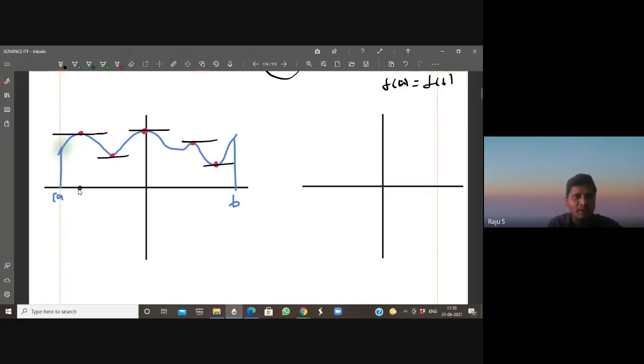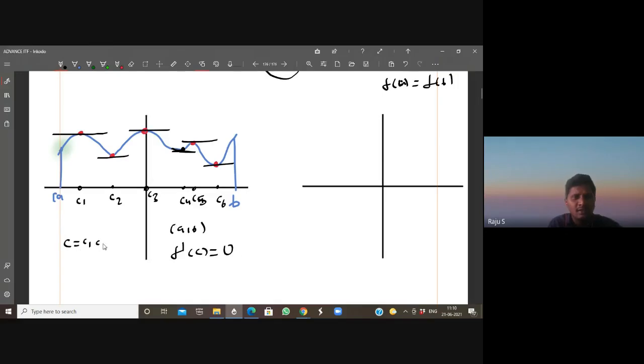Let us take this point as C1. This is C2. This is C3, this is C4, and this is C5. Actually, somewhere here also we are getting one. Anyhow, that value we can take as C4. This is C5, C6. So there exist 6 points in the open interval (a, b) such that f dash of c is equal to 0. How can we say that C value here?